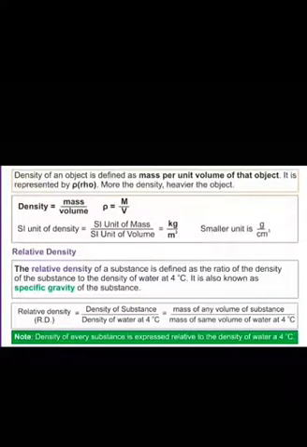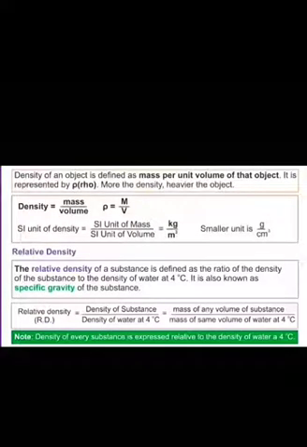If you want to find the CGS unit, SI means System International and CGS means centimeter, gram and second. It will be gram per centimeter cube. How did we get this? The density formula is mass by volume. So the CGS unit of mass is grams and the CGS unit of volume is centimeter cube. So it is gram per centimeter cube.